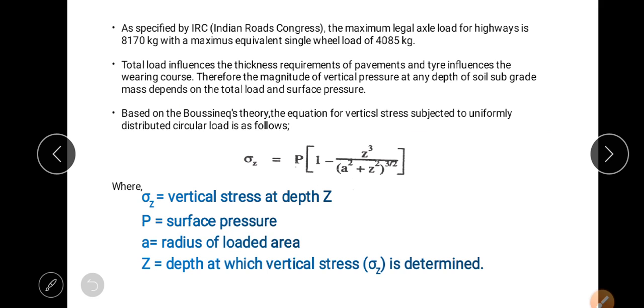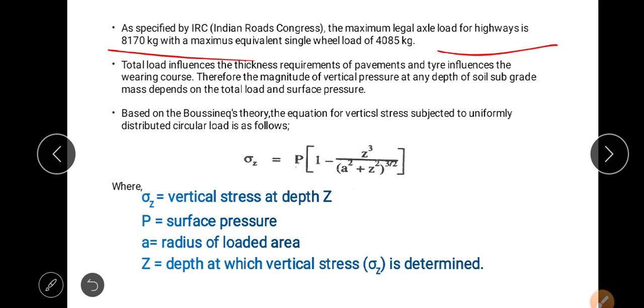As specified by IRC, Indian Roads Congress, the maximum legal axle load for highway is 8170 kg with a maximum equivalent single wheel load of 4085 kg. Instead of the total 8170 kg, hardly half of it will be transferred onto the pavement because of the concept of equivalent single wheel load that we have seen.